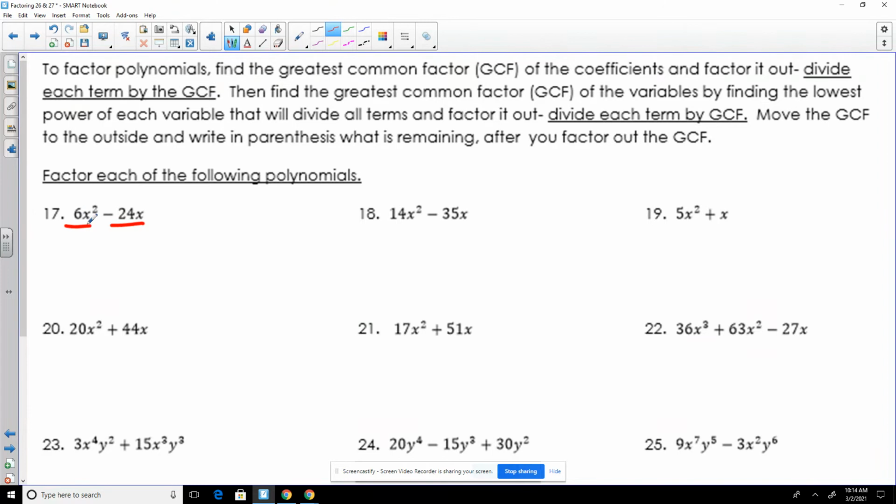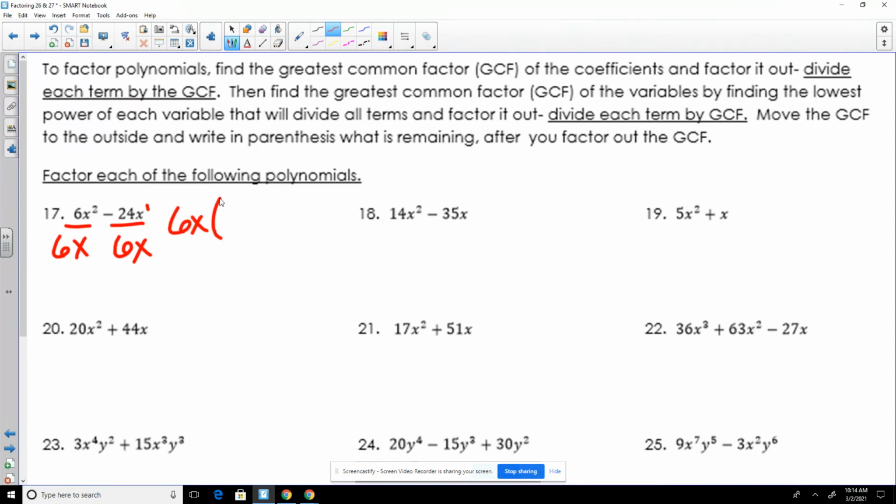Okay, so I have 6x squared and negative 24x. Out of 6 and 24, 6 will evenly divide into 24. So my GCF coefficient is 6. I have an x squared and an x, so I can pull out a variable x. And my smallest exponent is 1. So I can only pull out 1 6x.